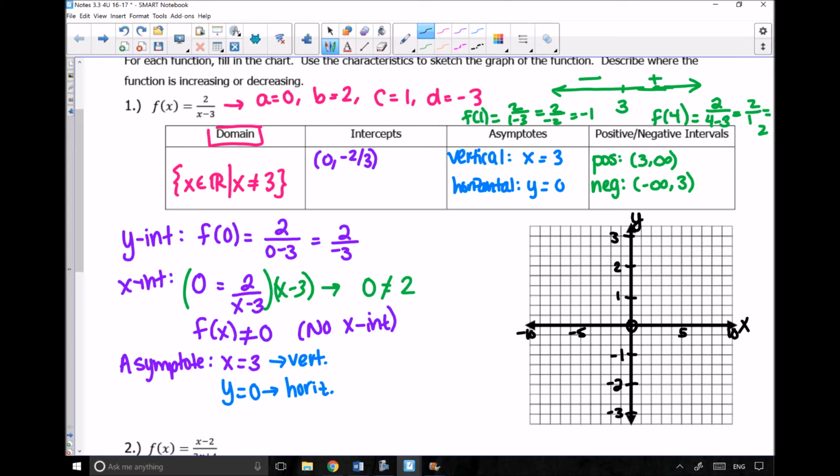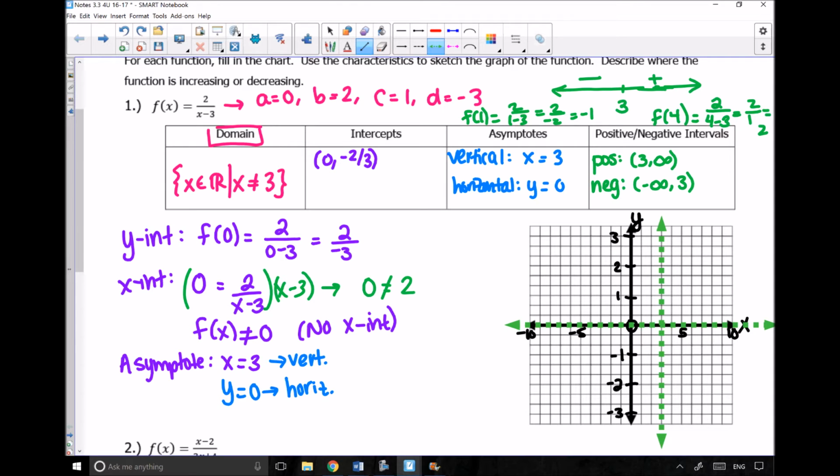So this is what my graph will look like right here. Now I know for a fact that I have a vertical asymptote at x equals 3. So I'm going to graph out my vertical asymptote right here, and I'm good to go for my vertical asymptote. I also know that I have a horizontal asymptote at y equals 0. So I know I have a horizontal asymptote right here. Those asymptotes are going to be extremely important, okay?